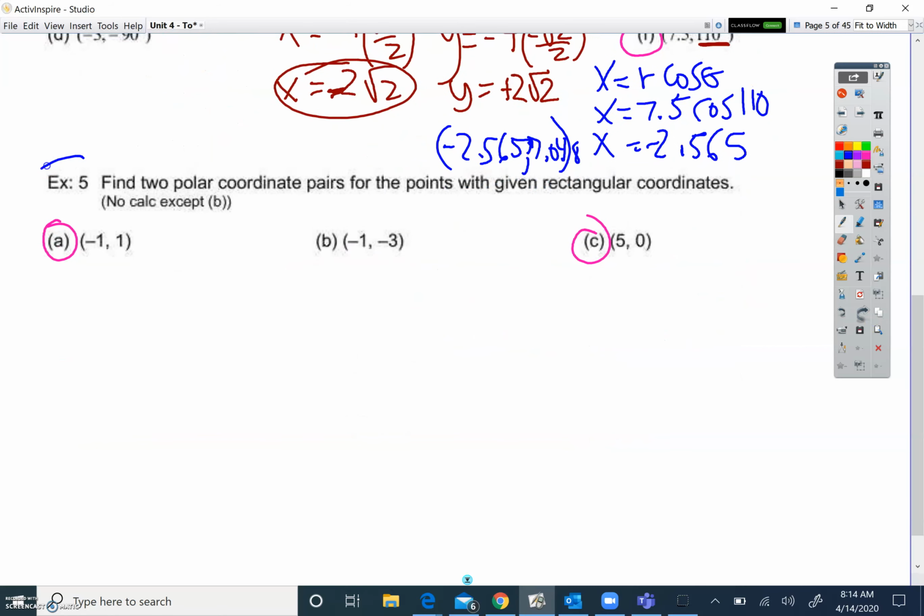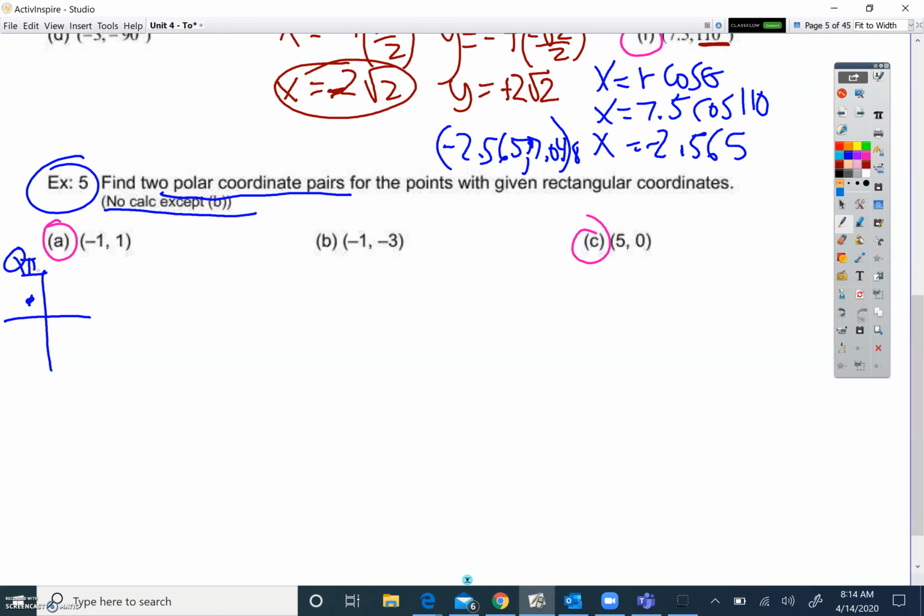Going down to example 5. Now we are creating polar coordinates, and we are not using a calculator because we are not doing B. So first of all, what we're going to do is see where this point is going to be. It's negative 1, 1 over here. So once again, we are in quadrant 2.